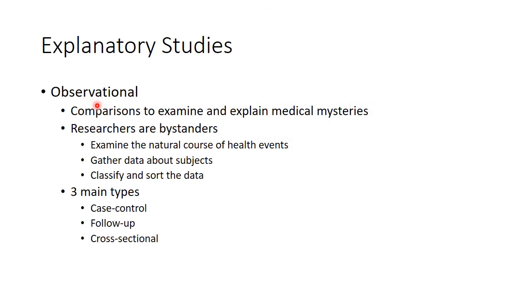With observational studies, oftentimes you're making comparisons to examine and try to explain medical mysteries. Why is it that some people get lung cancer? And looking at the influence that different risk factors can have on that. Here the researchers are going to be the bystanders. Typically, they're just gathering data about subjects. They're not actually making any interventions in these cases. The three main types are called case control studies, follow-up studies, and cross-sectional studies.